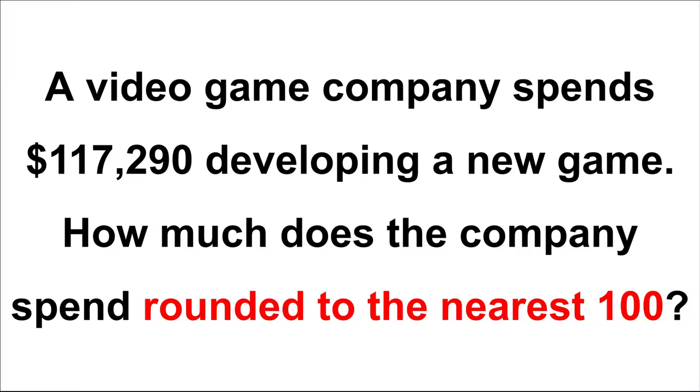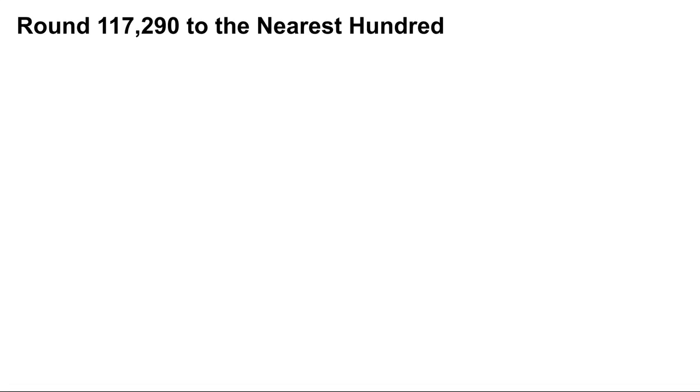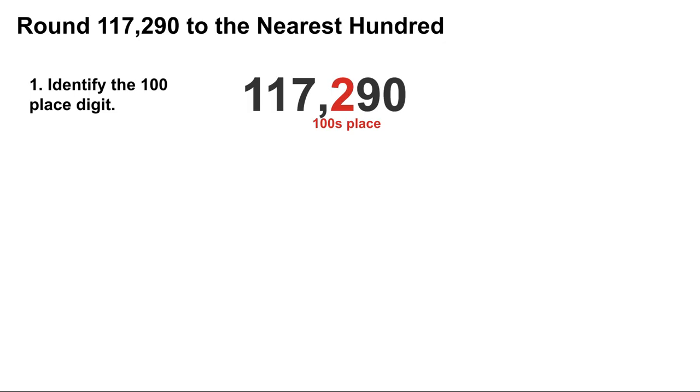A video game company spends $117,290 developing a new game. How much does the company spend rounded to the nearest hundred? So some ways you could do it is either looking at it as if it were a number line or following some steps. So we're going to do a number line first.